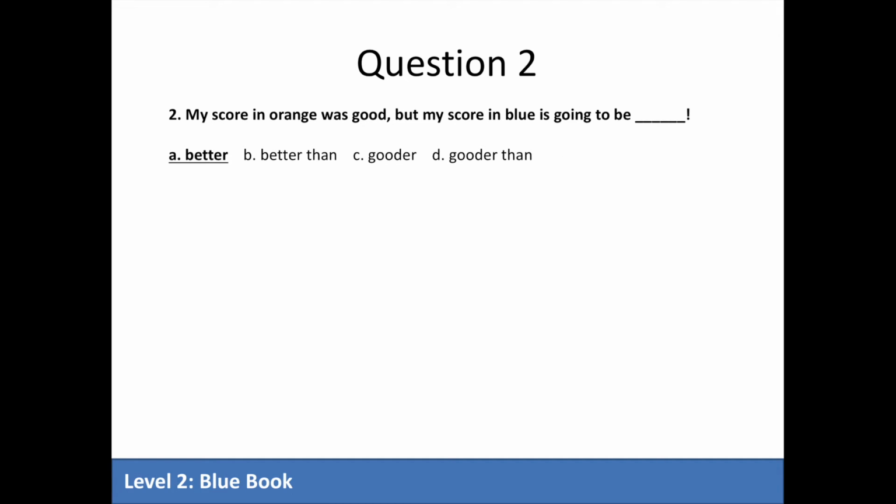Question 2. My score in orange was good, but my score in blue is going to be blank. Again, we're talking about our grade in blue, and we want it to be higher than orange. So we know we're talking about better, A.